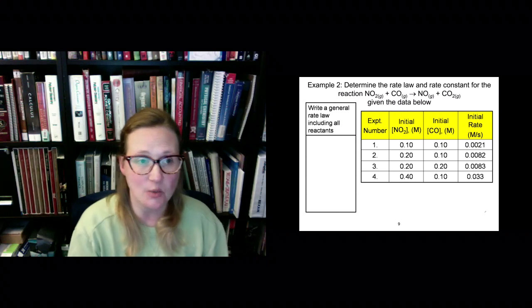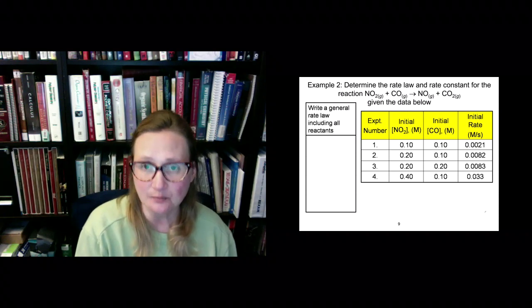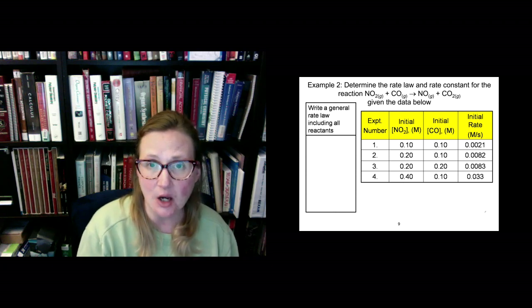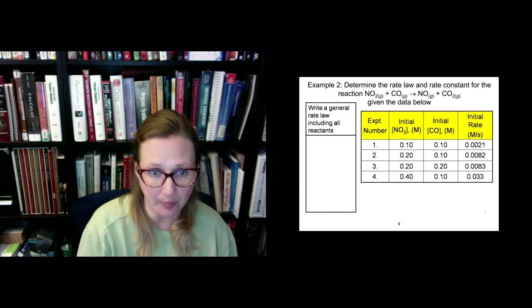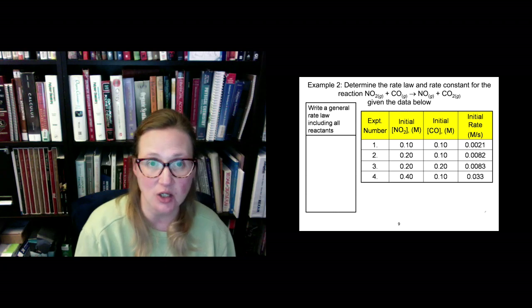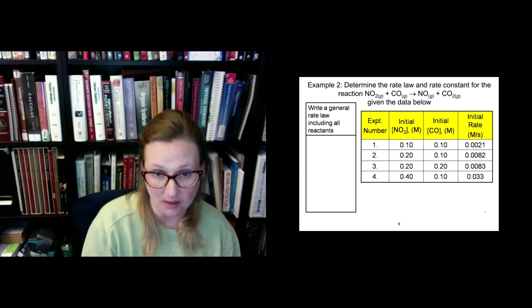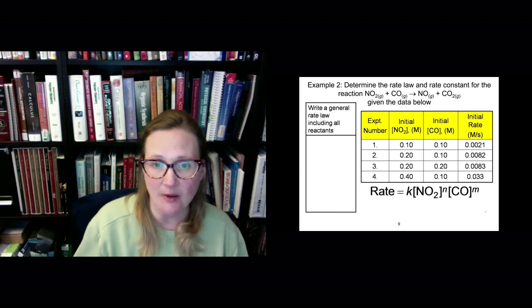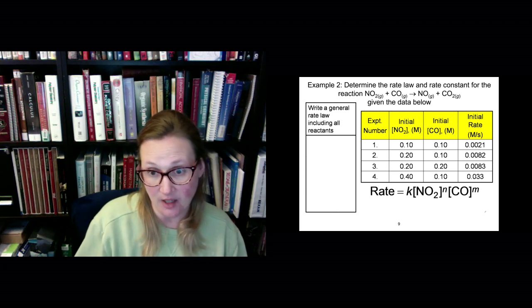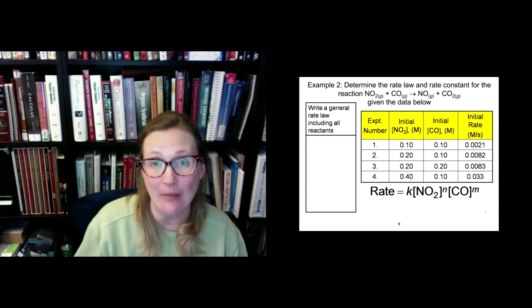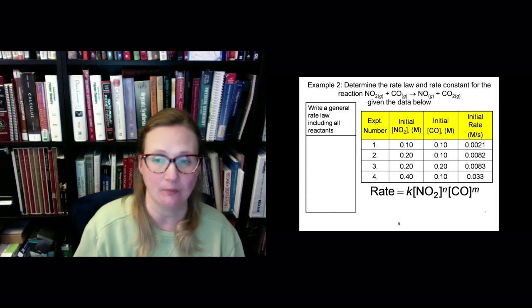Okay, so imagine this reaction. We're going to determine the rate law and the rate constant for this reaction. So we have NO2 plus CO gives us NO plus CO2. We did 4 experiments. In these 4 experiments, we changed the concentration of our reactants and we measured our rates. Okay, and so in the end, we're going to come up with something that looks like this. Rate is equal to our rate constant times the concentration of NO2 to the nth power, that's what we're finding, is n, and times CO to the m power. Again, we're going to find that exponent also.